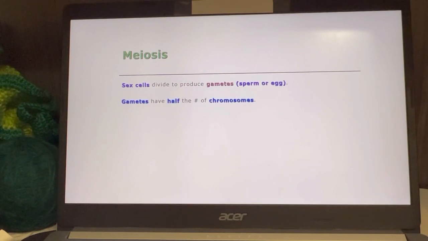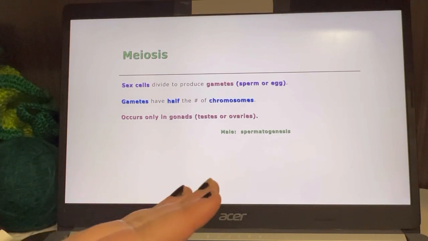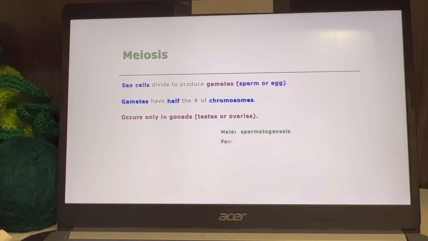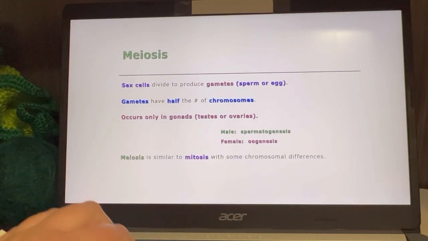Gametes have half the number of chromosomes. Meiosis occurs only in the gonads, so in humans, that's your testes or your ovaries. Male meiosis is called spermatogenesis, and female meiosis is called oogenesis. Okay, meiosis is similar to mitosis with some chromosomal differences.